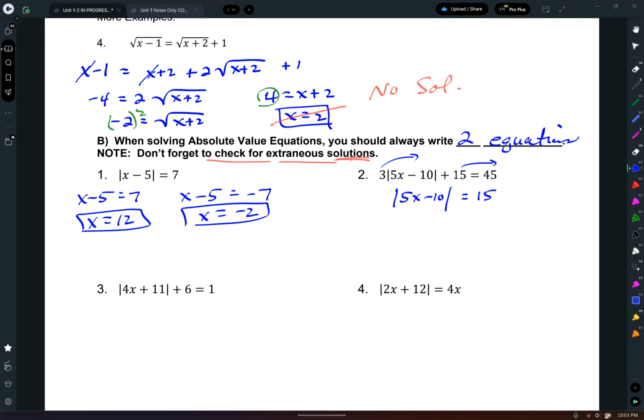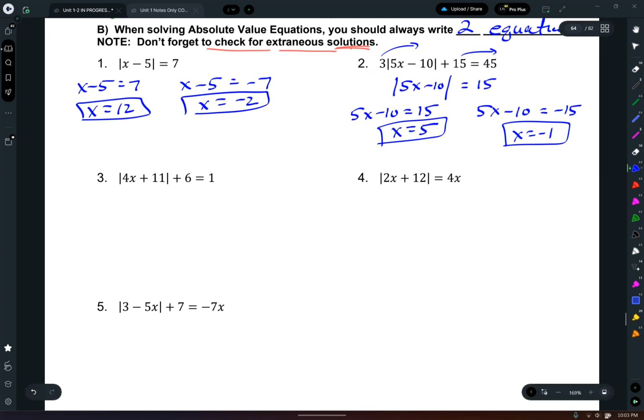Now that the absolute value is by itself, I can write my two equations. So either 5x minus 10 equals 15, or 5x minus 10 equals negative 15. Remember, you've got to get the absolute value by itself first before you write your two equations. That's the most common mistake I see. Okay, solve for x. Let's see, add 10, divide by 5, add 10, divide by 5. So I've got two solutions.